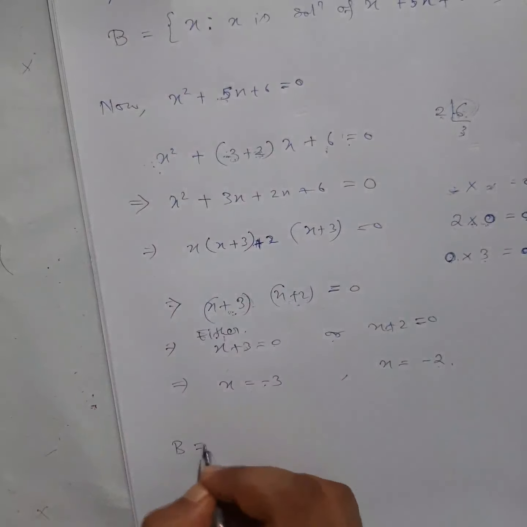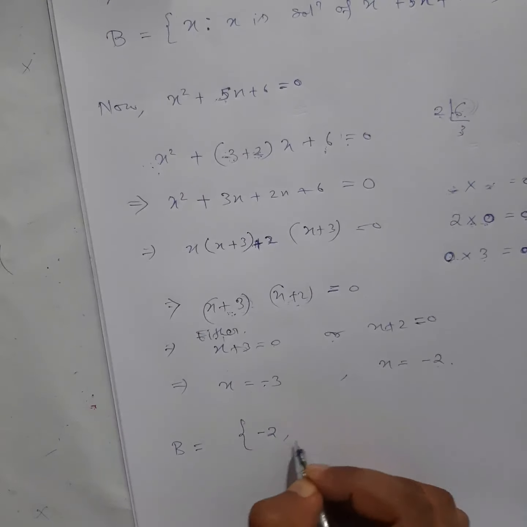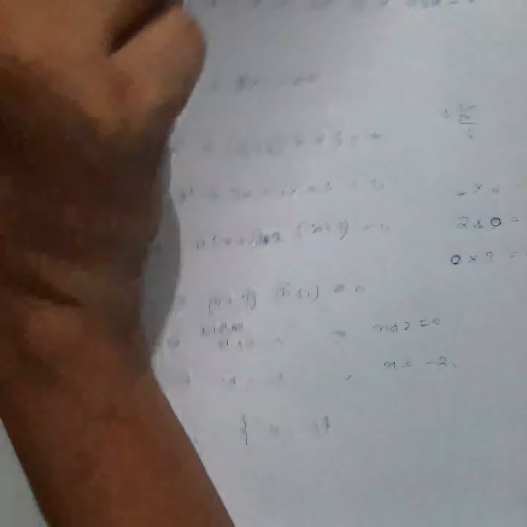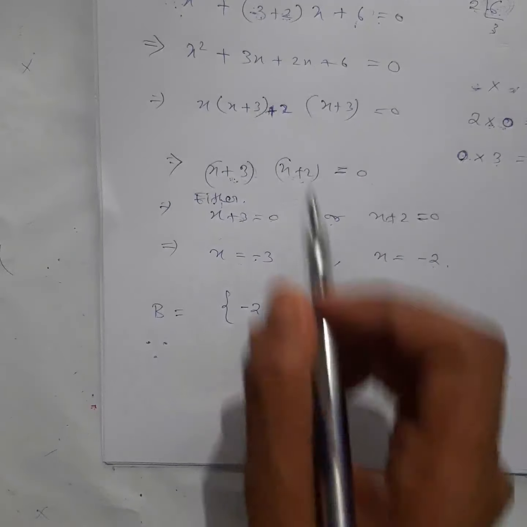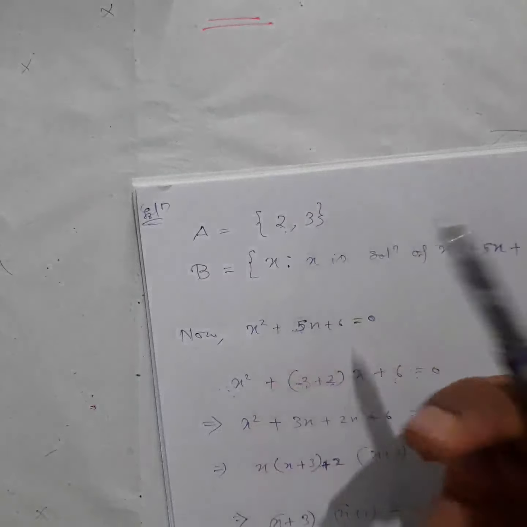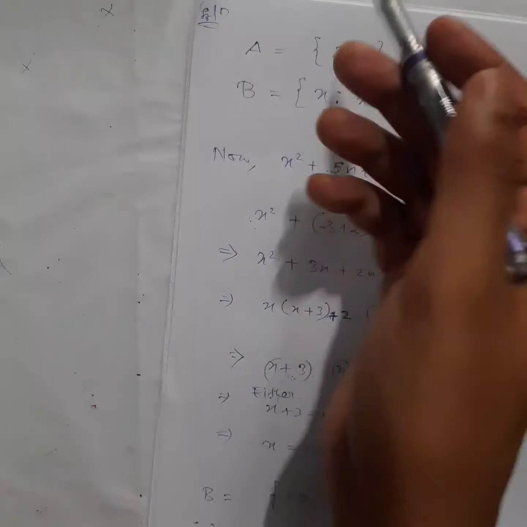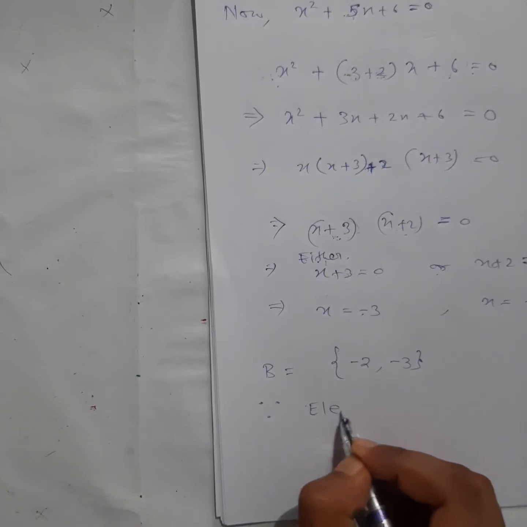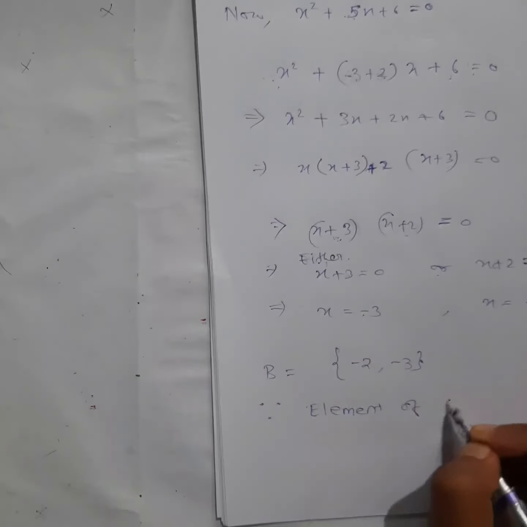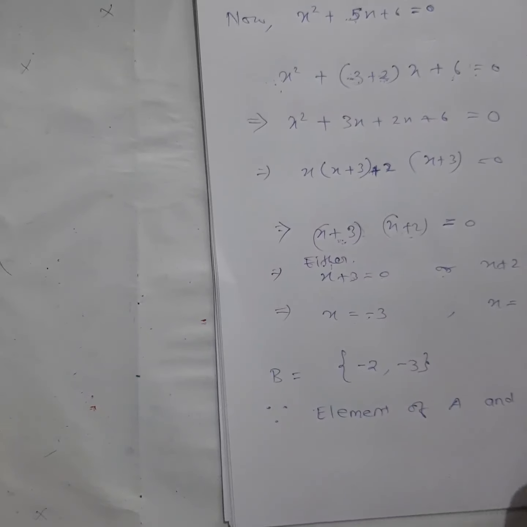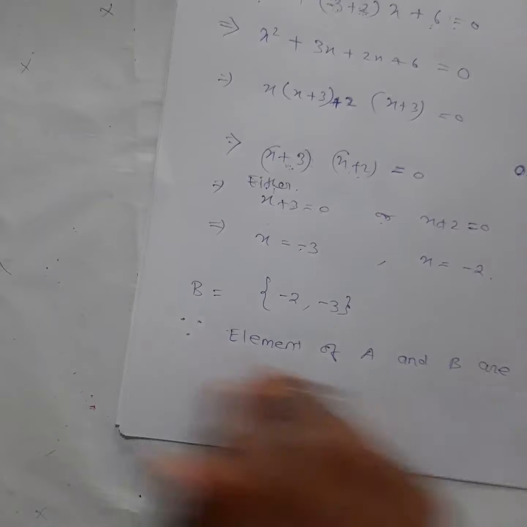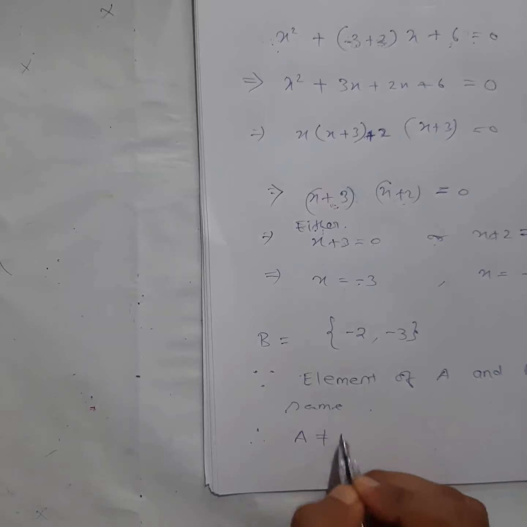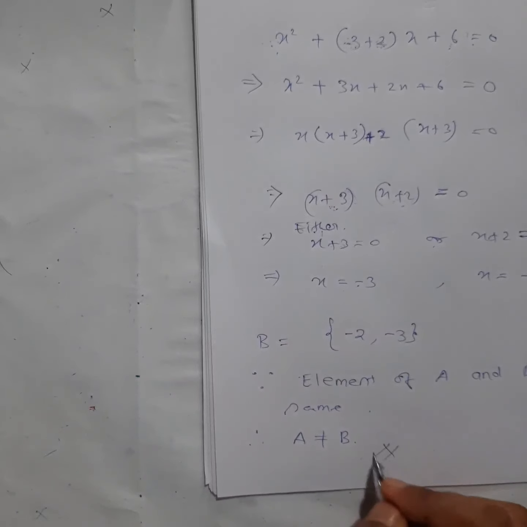So the elements of B are minus 2 and minus 3, and the elements of A are 2 and 3. Obviously they are not equal because they are not the same elements. So what can I write here? Since the elements of A and B are not the same, therefore A is not equal to B. Simple.